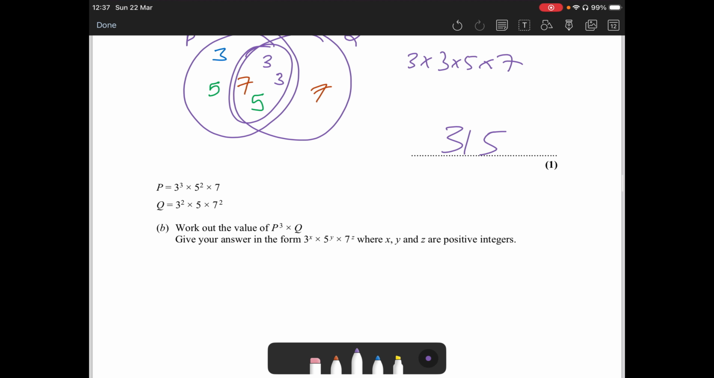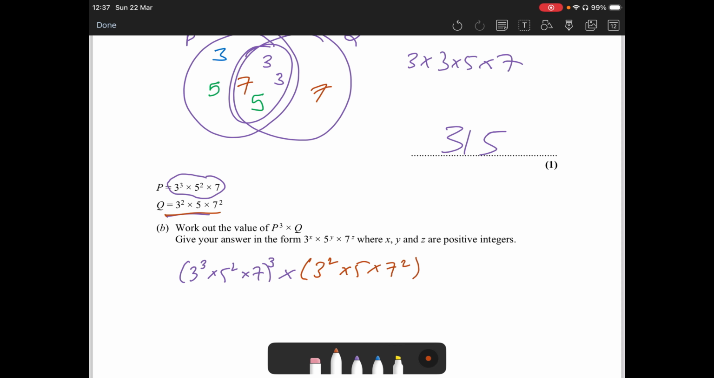This one wants P cubed times Q in the form. Basically, they want this number cubed. So you've got all of this cubed times just Q here. Nothing done with it, just Q. 3 squared.